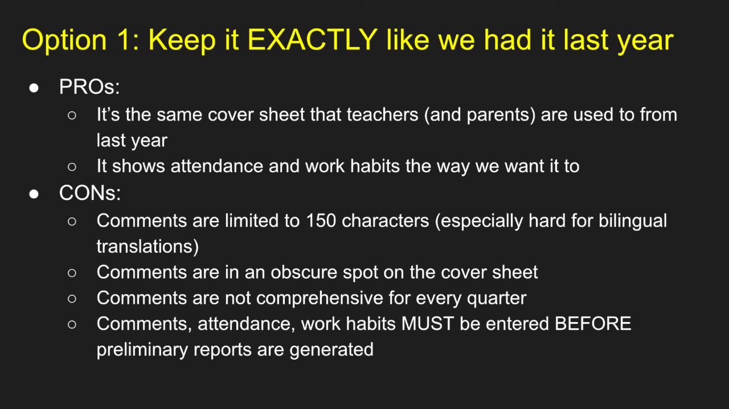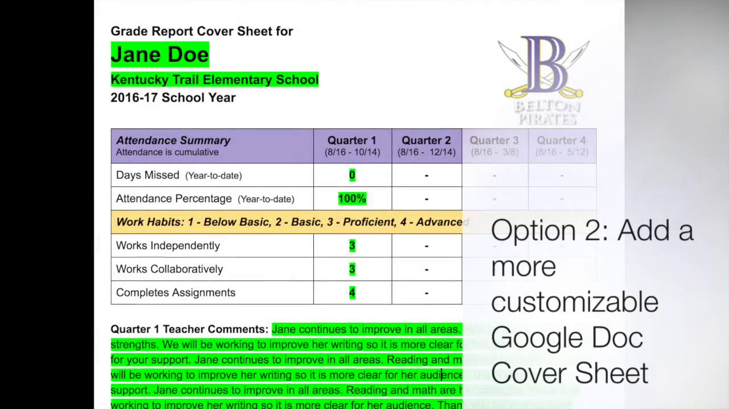So option one would be to keep it exactly like what we had last year. The pros to this would be that it's the same cover sheet that teachers and parents are used to from last year, and that it shows attendance and work habits the way that we want it to. The cons for option one would be that comments are limited to 150 characters, which makes things especially challenging for Spanish and other translations. Comments are in an obscure spot on the cover sheet. Comments are not comprehensive for every quarter and only show for the quarter you're reporting on. And lastly, comments, attendance, and work habits must be entered before preliminary reports are generated.